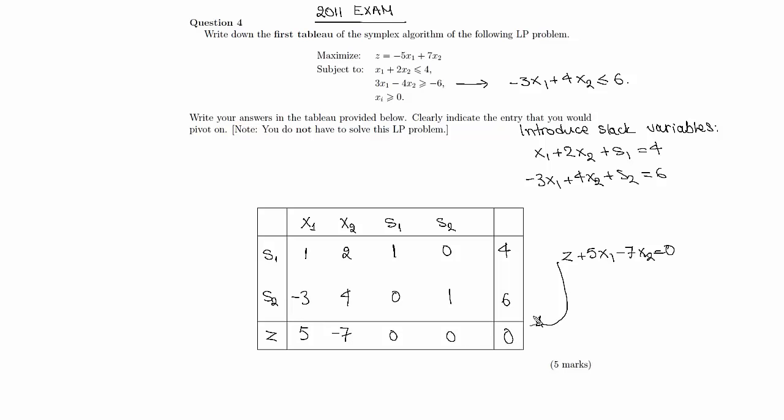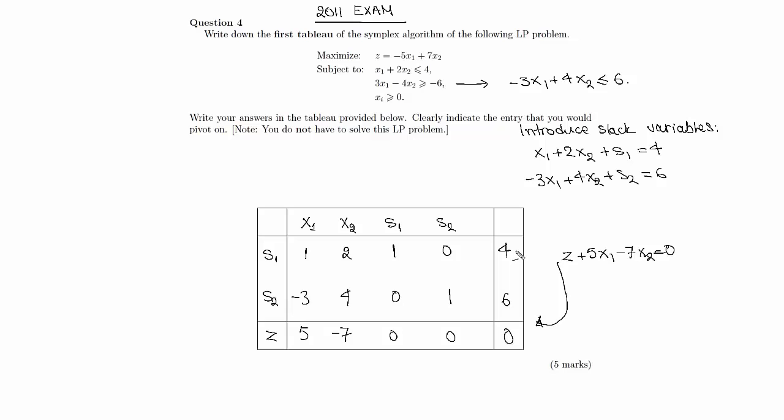Now we need to point out the entry that we would pivot on. In order to do that, we look at the last row of z, and we want to find the biggest negative entry. In this case, we only have one negative entry, which is -7. So that means that the entry that we're going to pivot on is going to be in the x2 column. And then we need to look at the ratio of the resource value over the value of this column and find out which one is the smallest positive entry. And that will be the entry that we would pivot on.